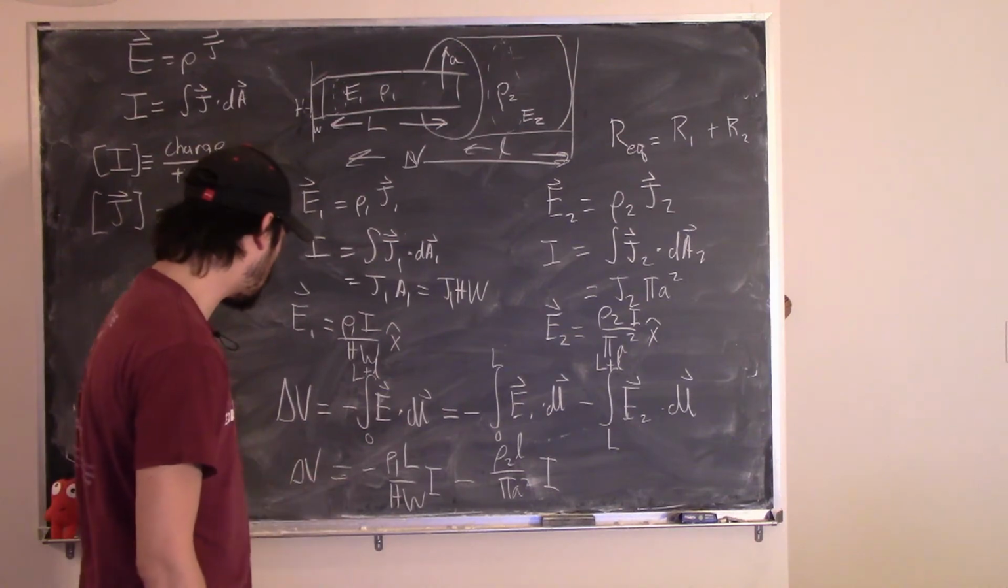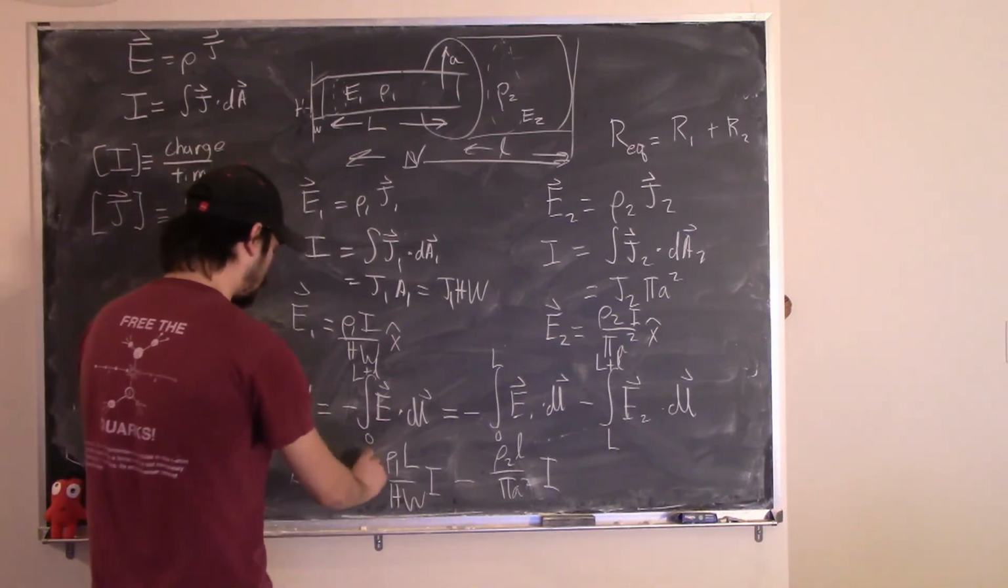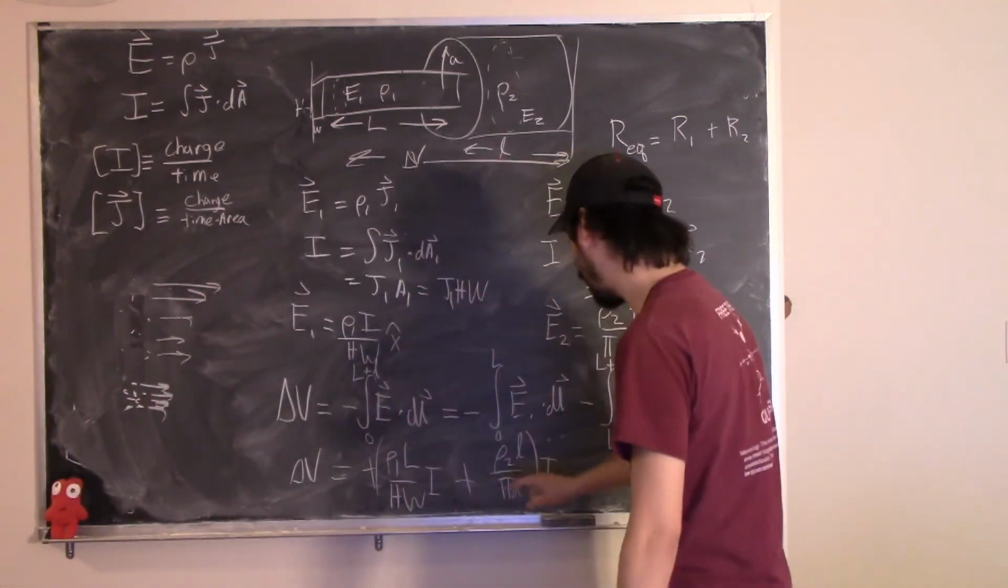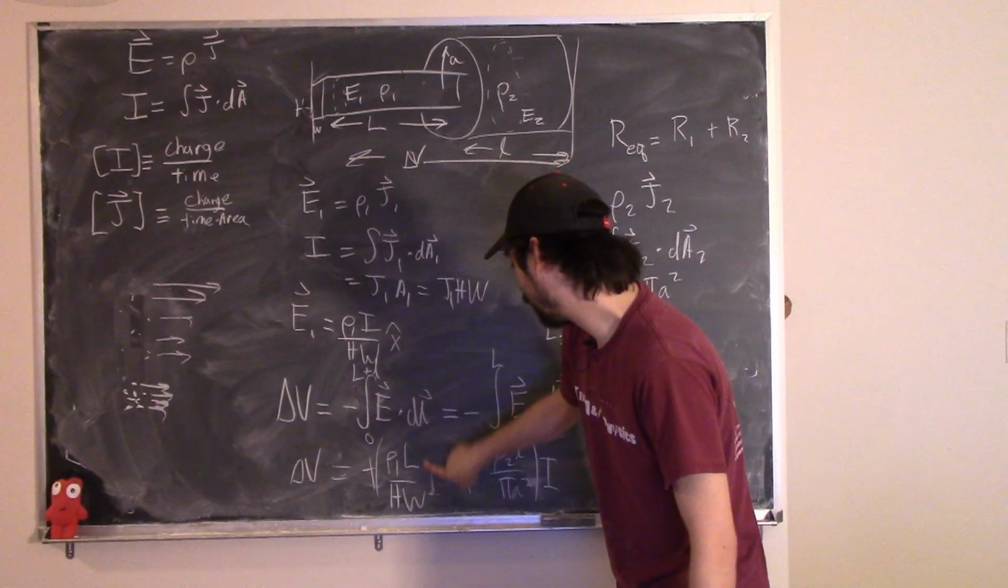So we can take an absolute value of this, and so that's just going to make this plus plus, and we can factor out our I. And so this is just the total resistance of the whole thing. So let's write that down over here, and then we'll continue. So this is just to say that our total is just going to be equal to rho 1 L divided by HW plus rho 2 L divided by pi a squared.